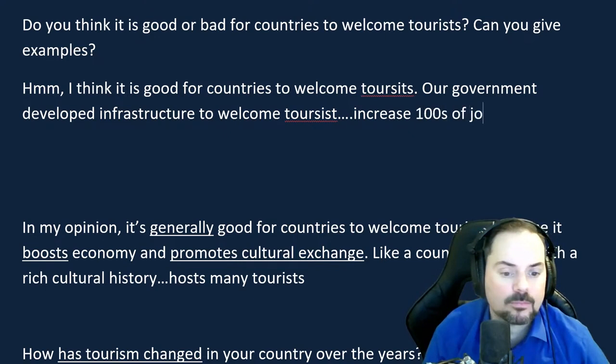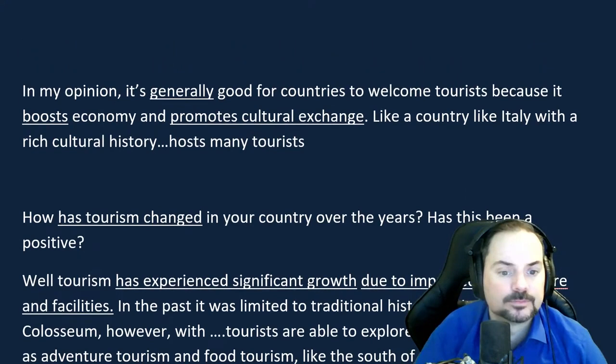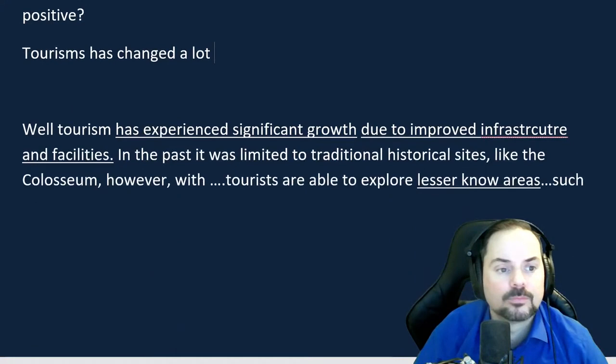Has tourism changed in your country over the years? Tourism has changed a lot in my country, Vietnam, over the last 10 years. In the past, citizens tended to travel within the nation because of the cost and the transportation issue. But nowadays, they can easily fly to other nations just by booking a ticket through an app on the phone.